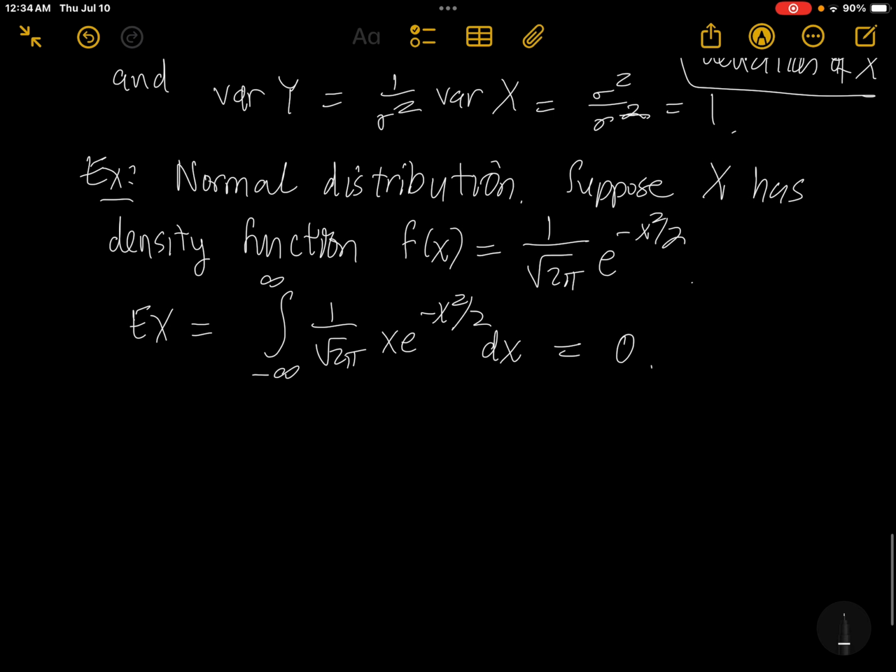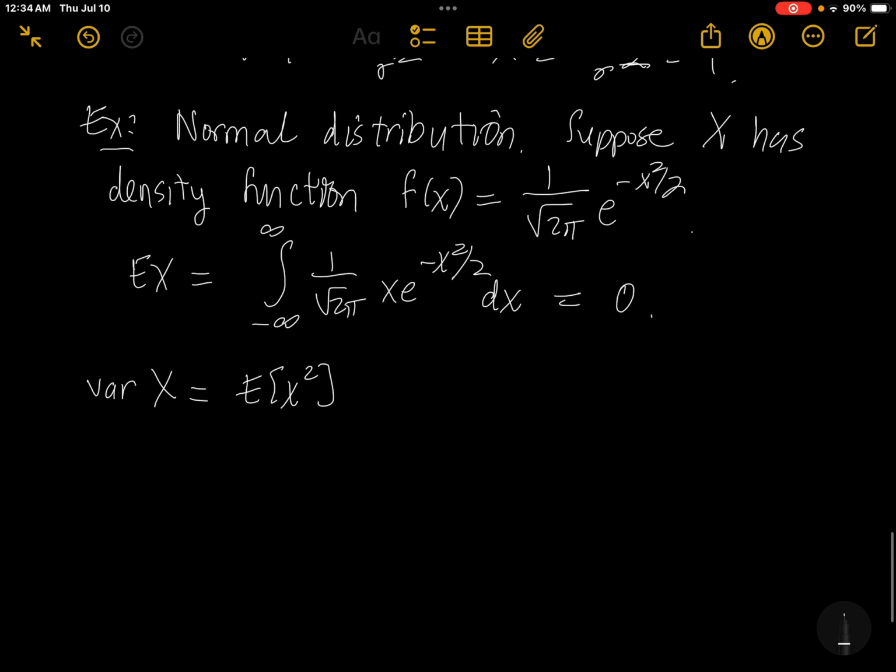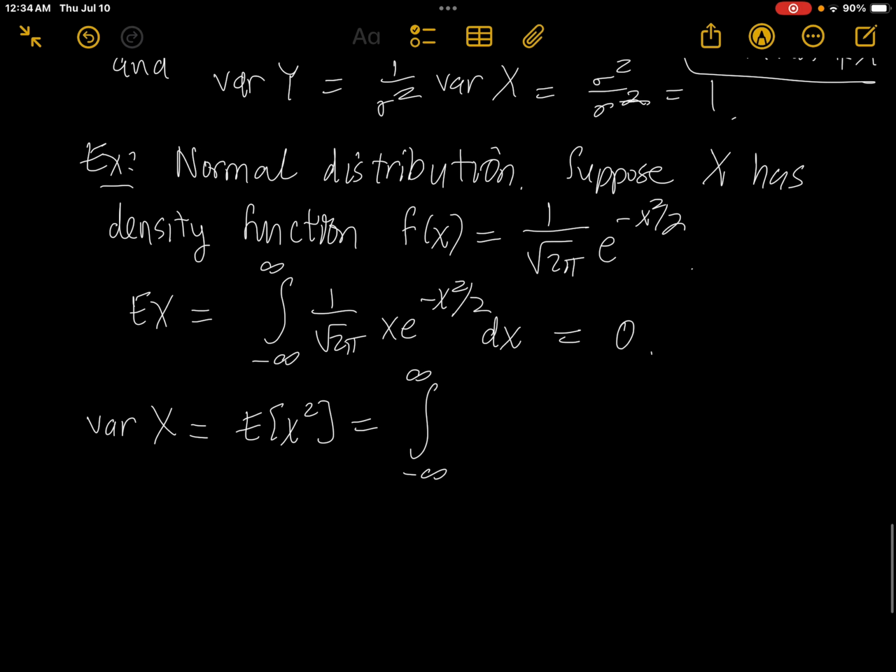So that's the expectation, but what about the variance? Well, the variance of x, in general, is the expectation of x squared minus the expectation of x in parentheses squared. But we know that the expectation of x is 0, and so the variance of x is just the expectation of x squared. And this is by definition the integral from minus infinity to infinity of x squared times f of x. So you get 1 over root 2 pi times x squared times e to the minus x squared over 2 dx.